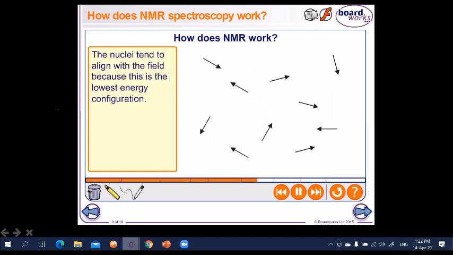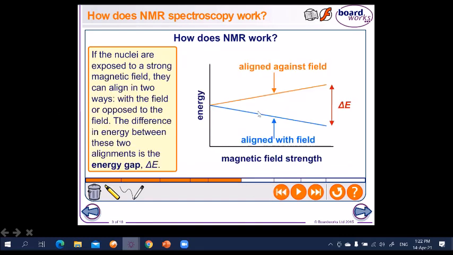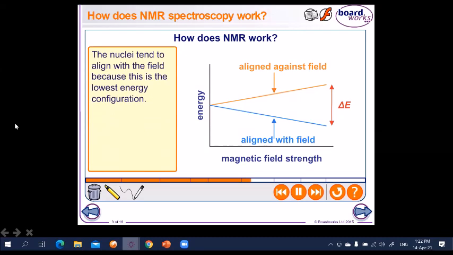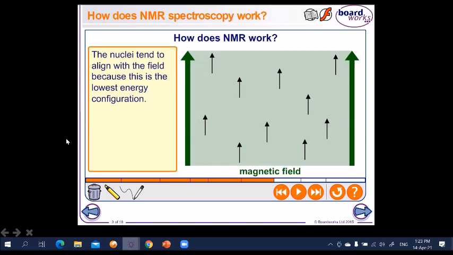The nuclei tend to align with the field because this is the lowest energy configuration. What they're saying is there are more of these lower energy level alignments. The nuclei tend to align with the field more than against it because that's the lower energy configuration.